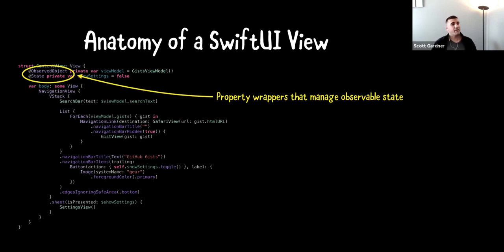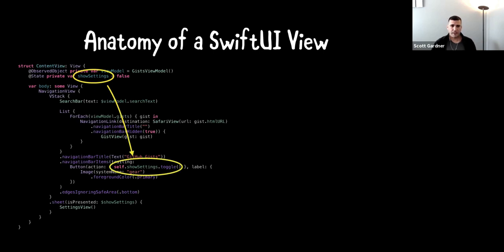And then we have this state property, which is going to be used internally within this view to manage, in this case, show settings. So we have the show settings that's set to false by default. When we tap the button that we see this pointing to here, that button will toggle to true. And when that toggles to true, this sheet is presented property will switch to true, which will cause the settings view to be displayed.